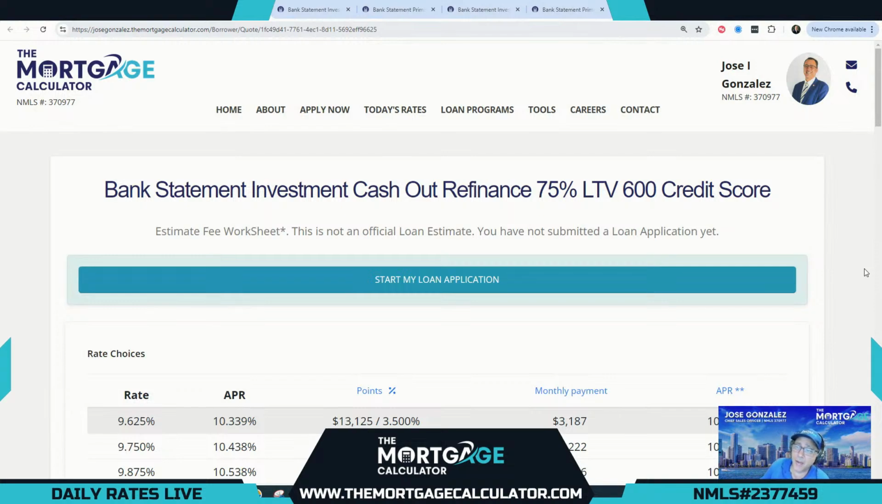So you can see why the bank statement loans are so popular at the mortgage calculator and in non-QM in general. So please look to the mortgage calculator for all your bank statement needs.